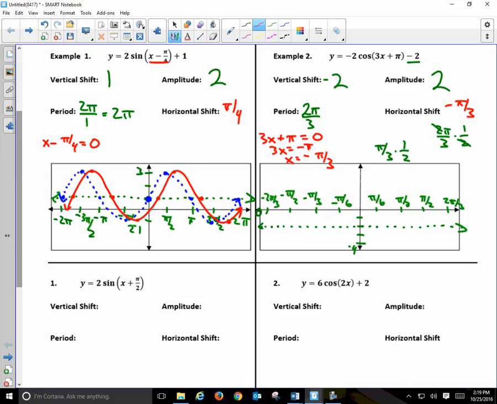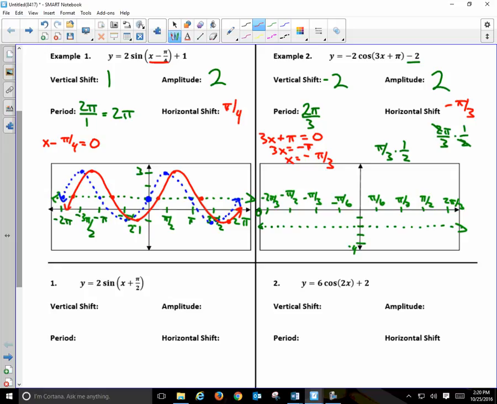So will it shift to the right or to the left? Left. How much is pi over 3? 1 tick mark, 2 tick marks, 3 tick marks? How much is pi over 3? It's 2 tick marks. So we'll shift everything 2 tick marks.